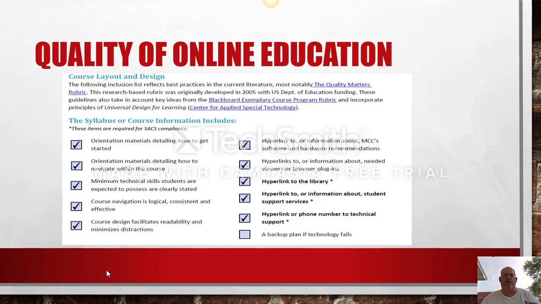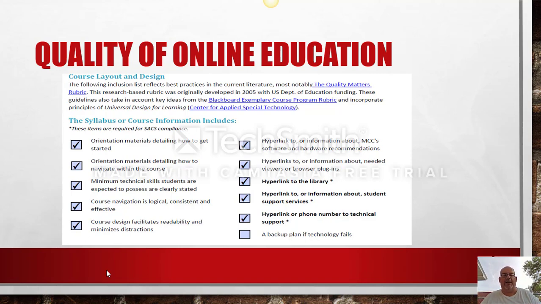So some of the different things are orientation materials. How do we tell the students how to get started? Is it detailing how to navigate the course? Does it go over what the minimal technical skills are needed for the students and what technology they're going to need? When they actually go through your class and look at it online, is it easy and logical and consistent and effective in its navigation?